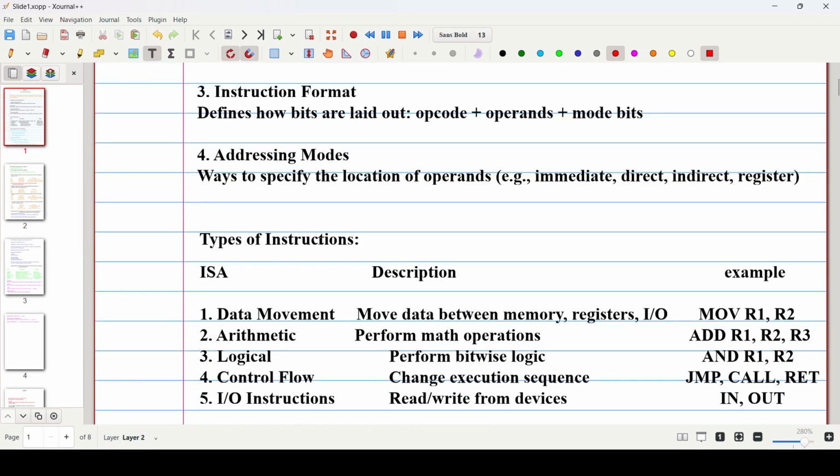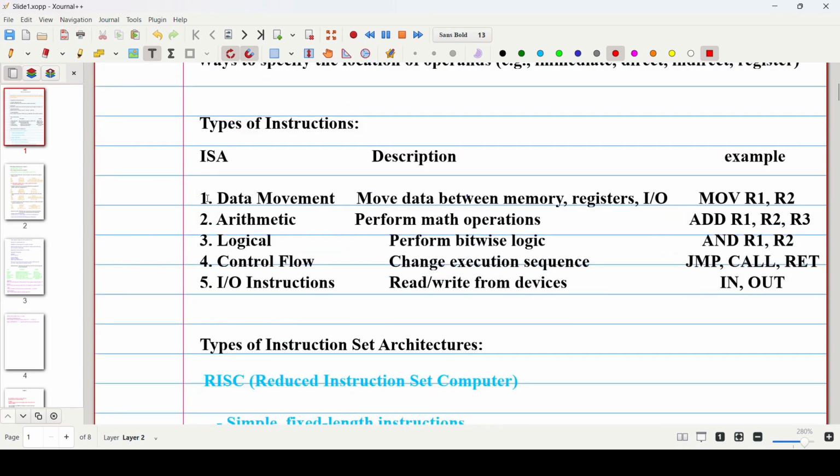Let's discuss the types of instructions. There are a total of 5 types of ISA. The first one is data movement, which moves data between the memory, registers, or input/output. For example, MOVE R1, R2. Here R1 and R2 are the registers, and MOVE is the operation or the instruction.